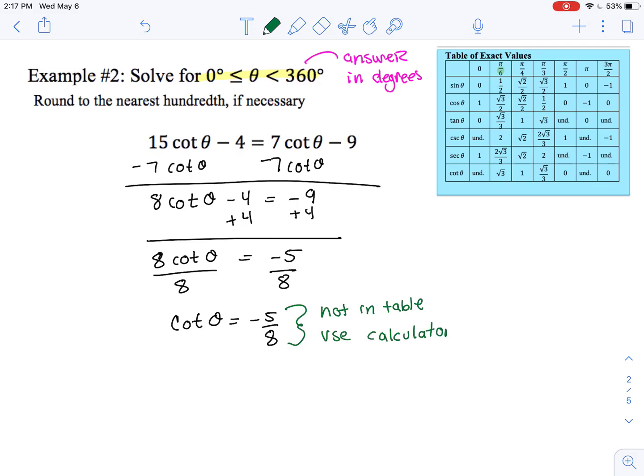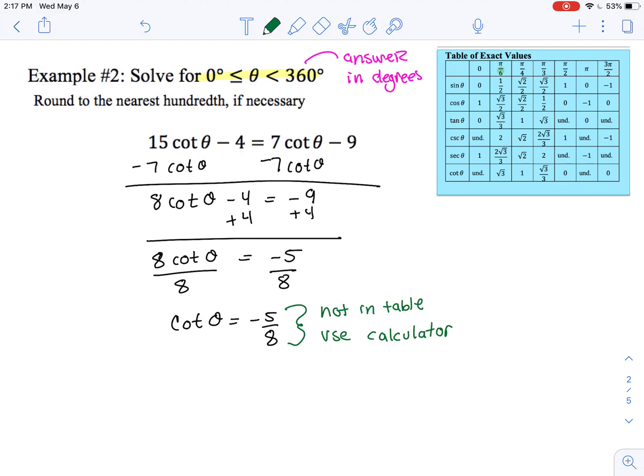The other thing you want to make sure of, since we want our answers in degrees and we're looking for theta, so we're finding an angle, is that our calculator is in degree mode. So I'm just going to go into the mode of my calculator. My calculator right now is set in radians, so I'm going to switch it over to degrees so that when I go in and find my angle, I will be able to find it in degrees.